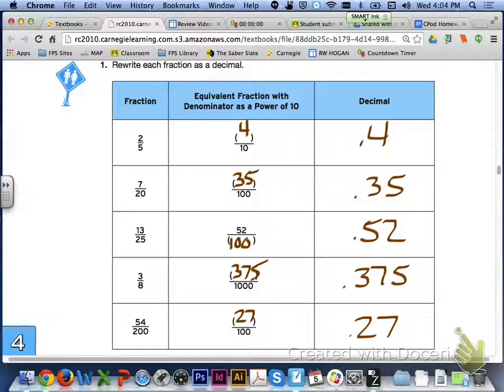13/25ths, we would have 52 over 100 for our equivalent fraction and 0.52 as our decimal. 3/8 as a fraction, the equivalent would be 375 over 1,000 and our decimal would be 0.375. And finally 54/200ths, the equivalent fraction would be 27 over 100 with 0.27 as our decimal.